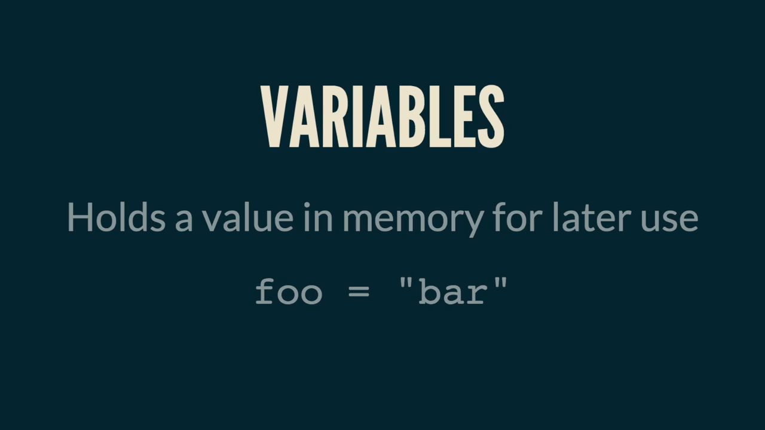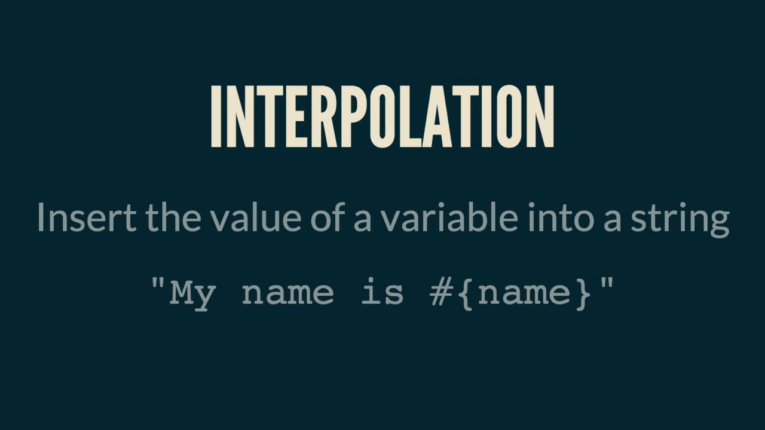We've also learned about variables. So a variable holds a value in memory for later use. For example, here we're assigning a string called bar to a variable called foo. And finally, we've learned about interpolation. And that is our ability to insert a variable into a string.